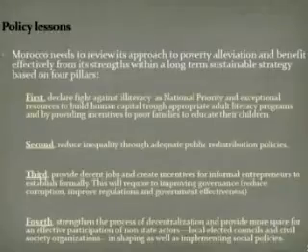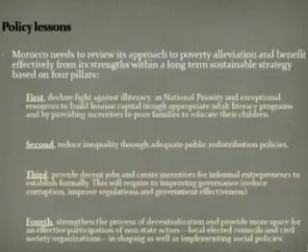The fourth and last is to strengthen the process of decentralization and provide more space for an effective participation of non-state actors, local elected councils, as well as civil society organizations, in shaping and implementing social policies.